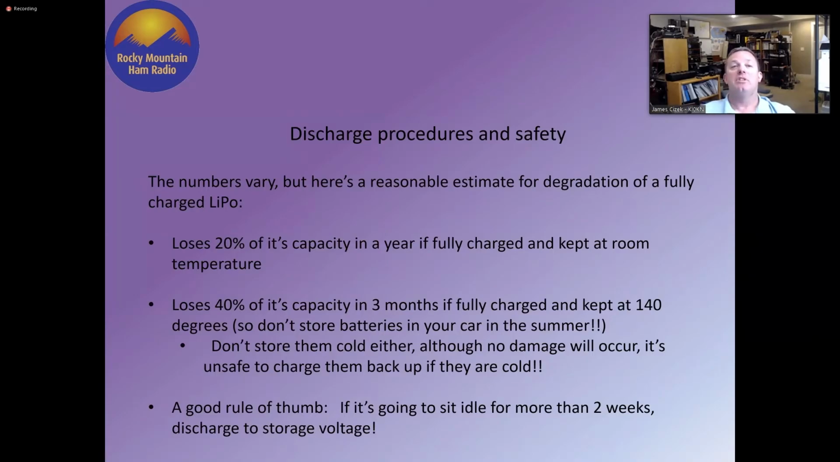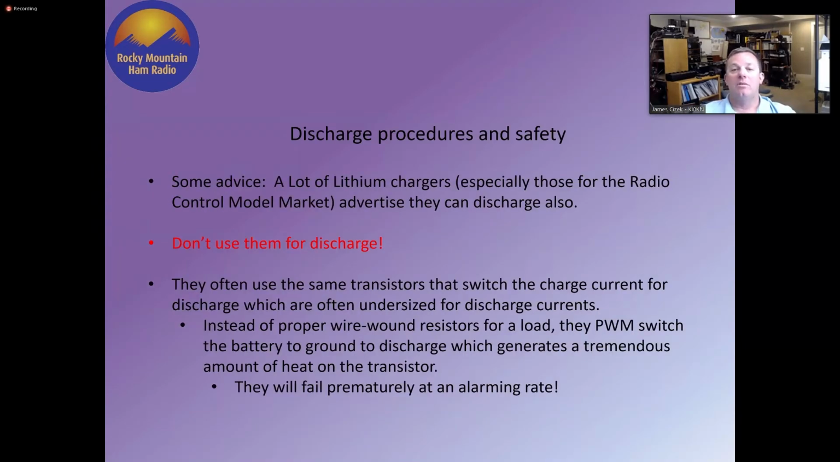Storing this thing up on the top shelf of your garage in the summer, you're going to kill it much, much faster. And here's the warning about cold. It's not really going to damage the battery, but it's very unsafe to charge. The rule of thumb I use: if it's going to sit idle for 2 weeks, I discharge it to the storage voltage.